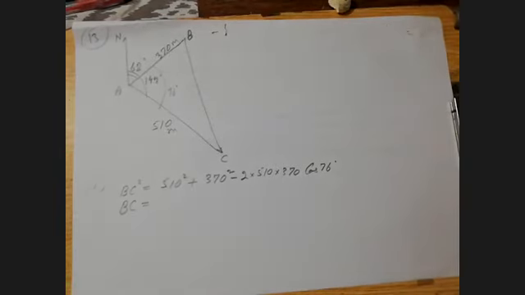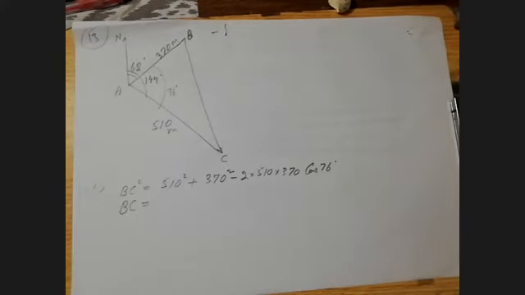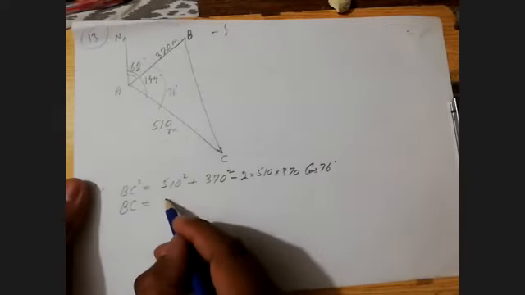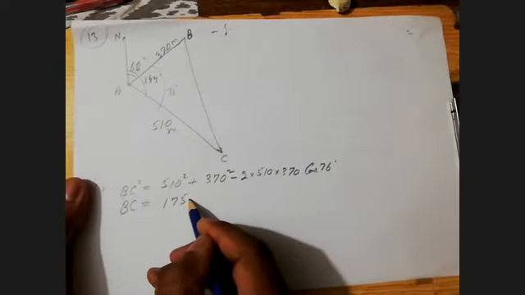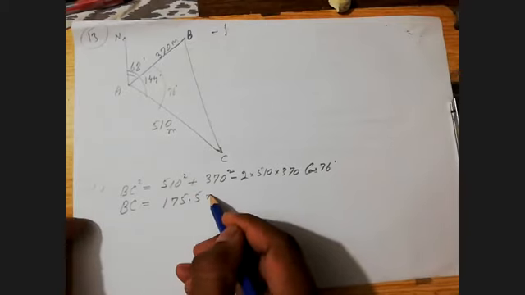Please calculate what is the answer of BC. Well, in the meanwhile, okay. Very good. 175.5. 175.5 meters.